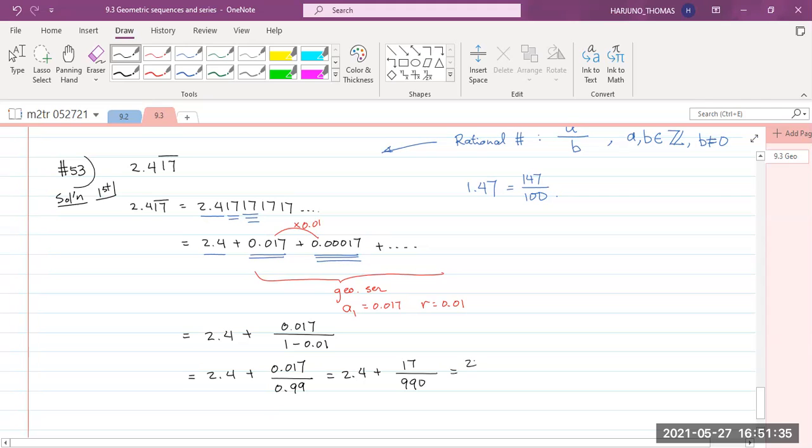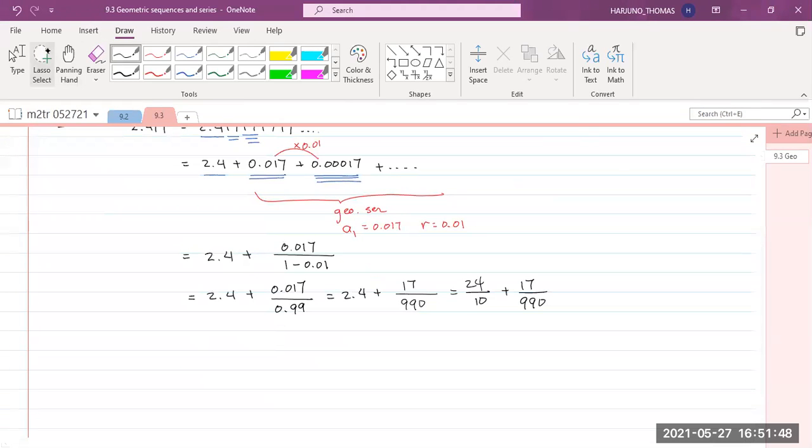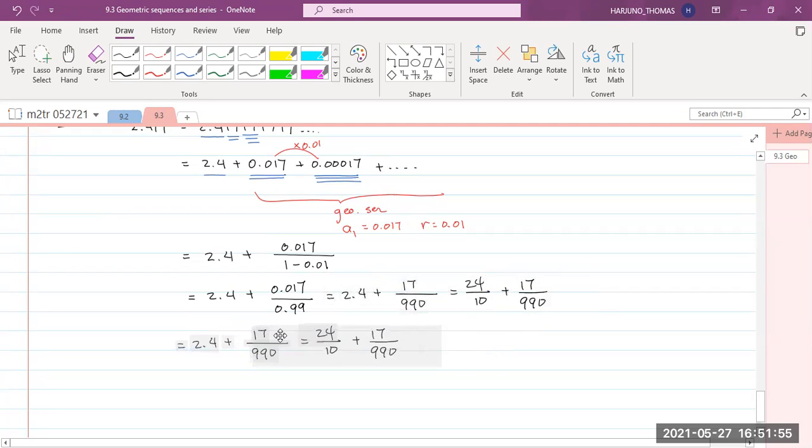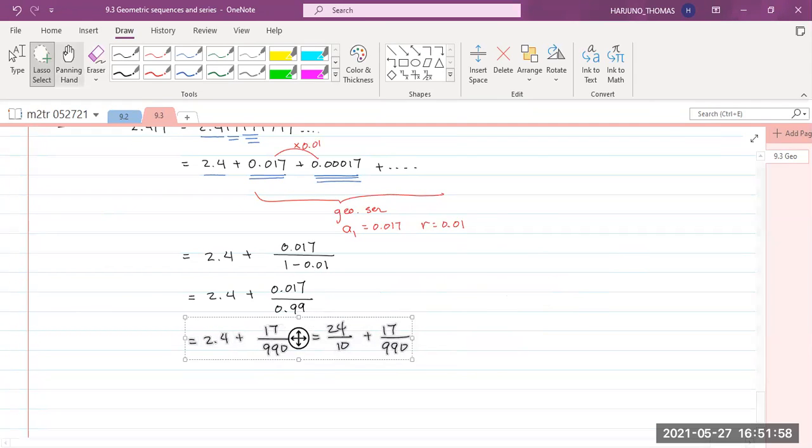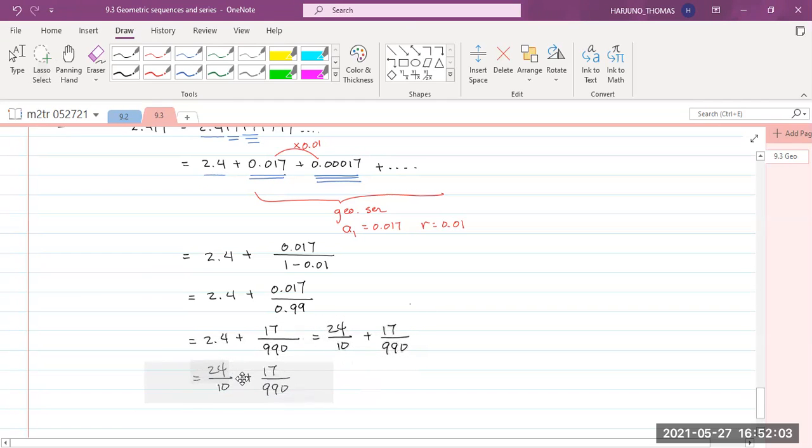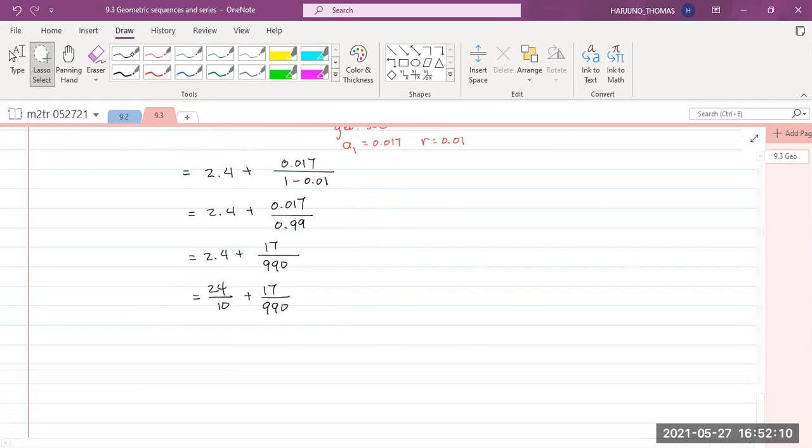But this is already a fraction plus a fraction, right? We know you can just compute this, which I will do. We know at the end it will be an integer over an integer, right? And therefore we have proven that it is indeed a rational number. If you have non-terminating and repeating decimals, then it must be a rational number.